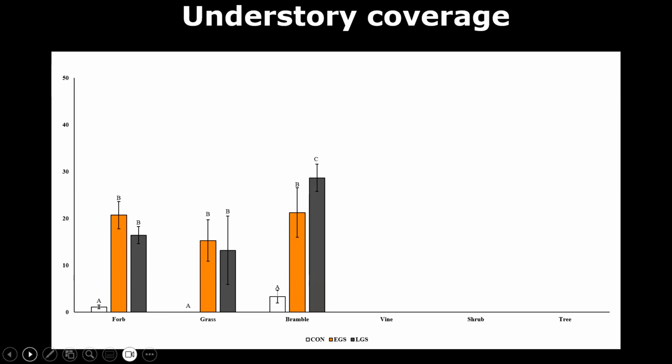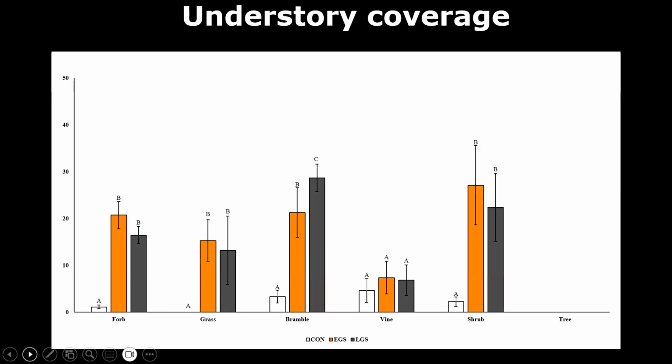We see that both early and late growing season fire, of course, have more bramble coverage than the unburned control, but we see greater coverage of blackberry and those other species in the late growing season fire treatment compared to the control. Vine coverage, we didn't have a lot of vines in these stands, not much difference between the units.